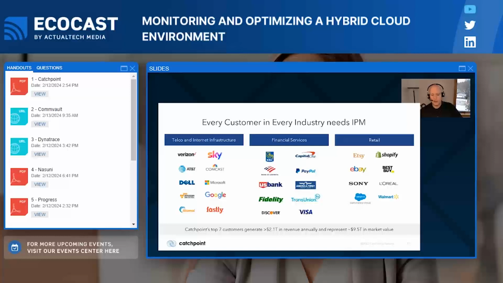Our top 7 customers generate a little over 2.1 trillion in revenue and represent almost 10 trillion in market value. Big deal. Let's get a little more personal.